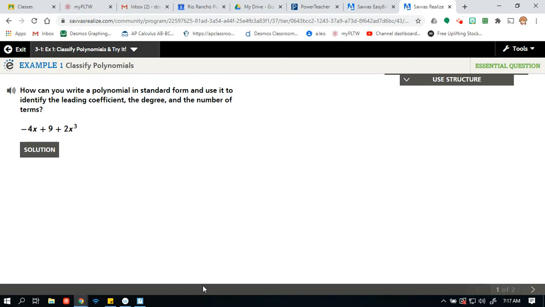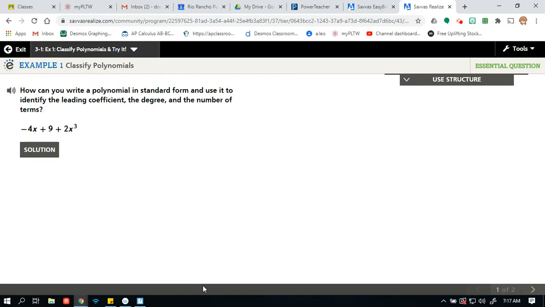So in this one, we're going to classify polynomials. We're going to look at polynomials a little bit more. We're going to look at graphing them. We're going to look at the characteristics somewhat, what graph a polynomial. So in this example, we're going to classify the polynomials and how can you write a polynomial in standard form and use it to identify the leading coefficient, the degree, and the number of terms.